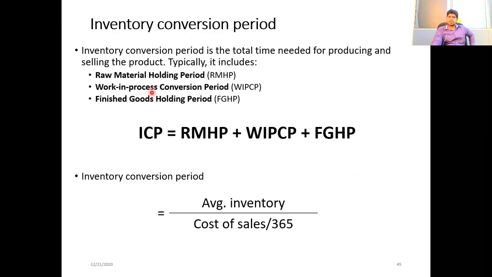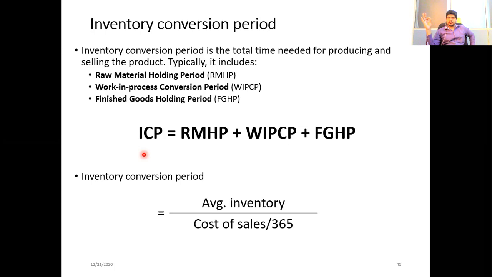and finished good holding period. We convert raw material into finished goods, and once we produce our product, it becomes a finished good, and then the finished good holding period. We have to keep the final product for a period of time. So simply, inventory conversion period equals raw material holding period, work in progress conversion period, and finished good holding period, right? And so now we move to the equations.